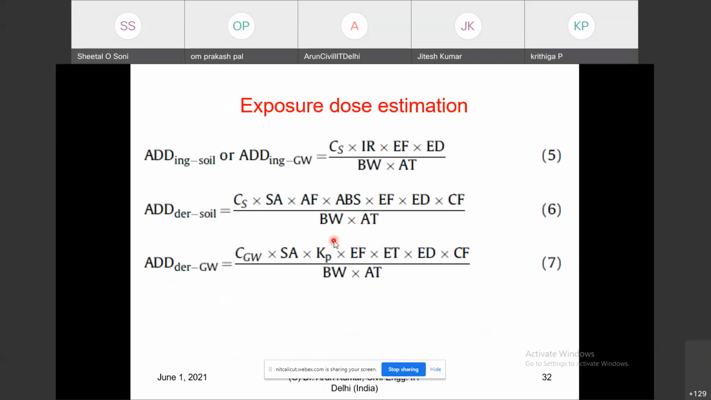Okay, so then if you're talking about, let's say, soil exposure, I mean exposure of your contaminant from the soil or, let's say, groundwater, we can modify your equations a little bit, and then we should be able to basically calculate your average daily dose.